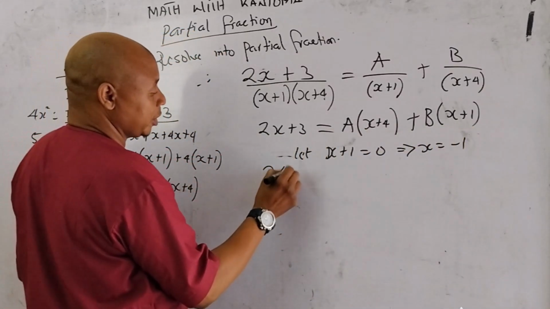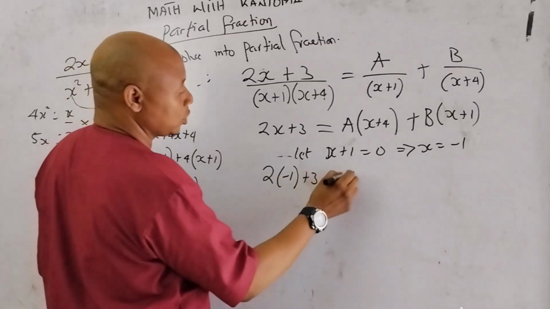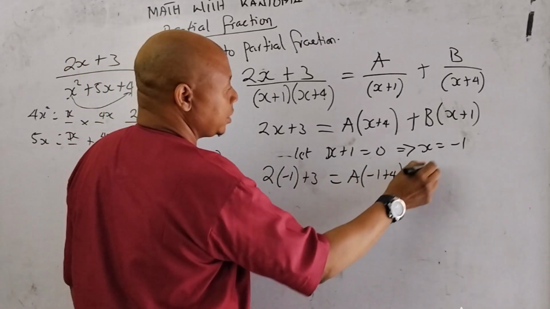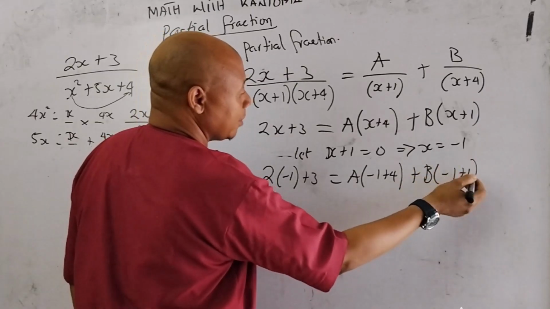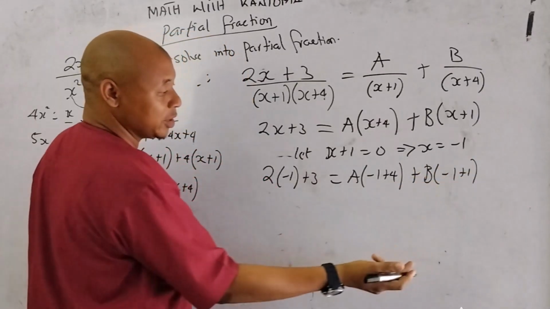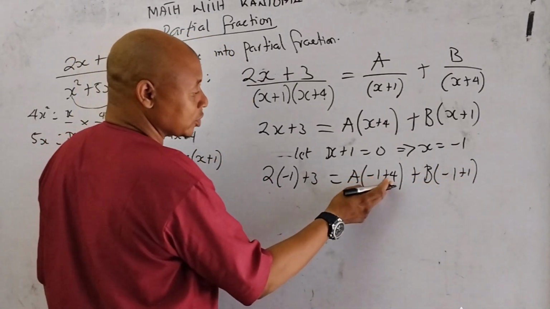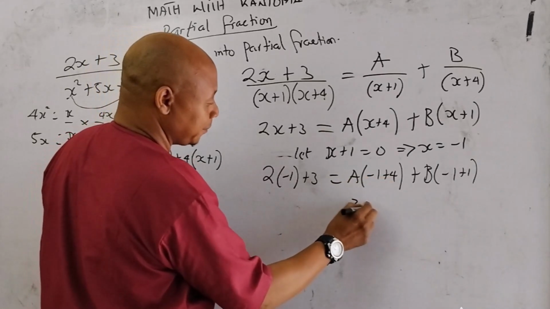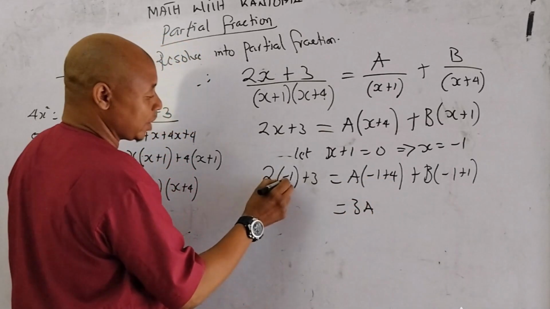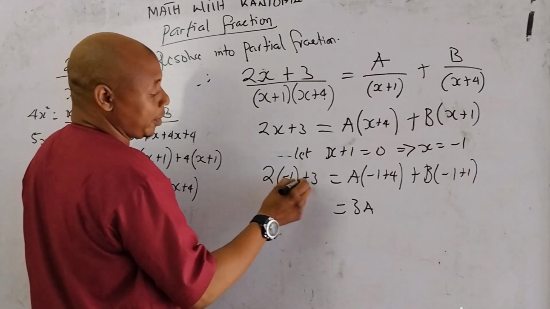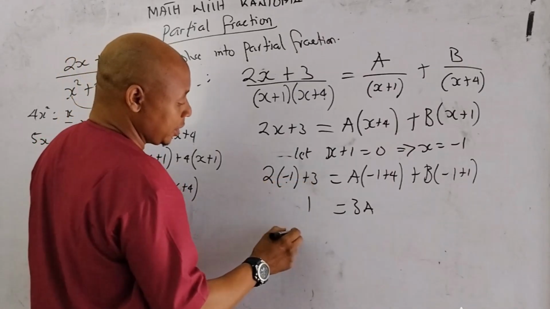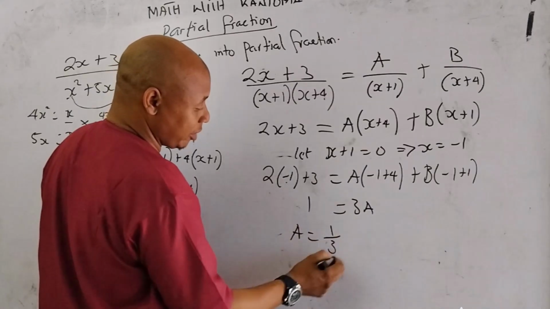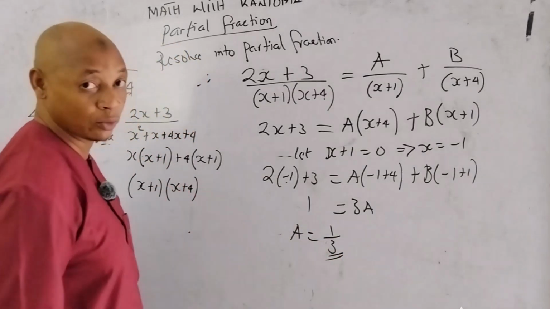I have 2 times minus 1 plus 3 is equal to a times minus 1 plus 4 plus b times minus 1 plus 1. Minus 1 plus 1 is 0. 0 times b is 0. So minus 1 plus 4 is 3. 3 times a is 3a, is equal to 2 times minus 1, which is minus 2. Minus 2 plus 3 is 1. So therefore a is equal to 1 over 3. So we divide both sides by 3. So the value of a is 1 over 3.